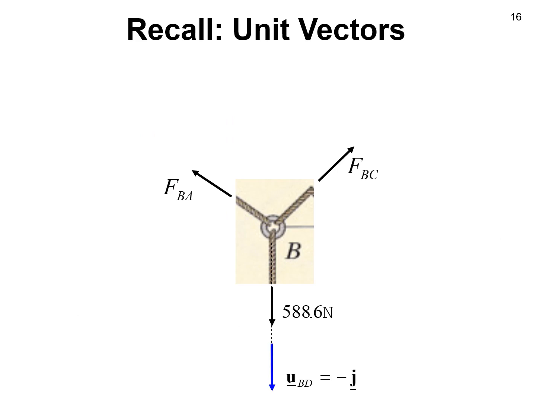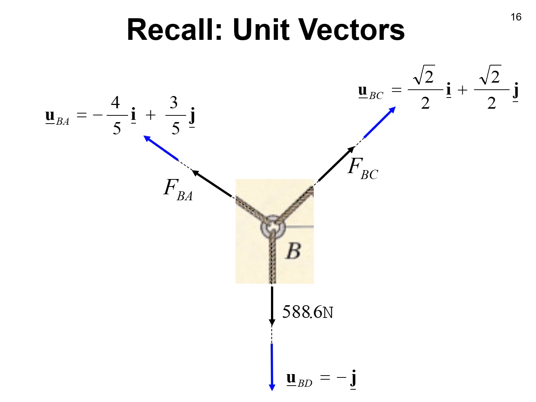This one is easy. The unit vector of BD is negative j. The unit vector for BC is the square root of 2 over 2 i plus the square root of 2 over 2 j. And the unit vector in the BA direction is negative 4/5 i plus 3/5 j. And if you want to review how we got those, go back to the modules D2.